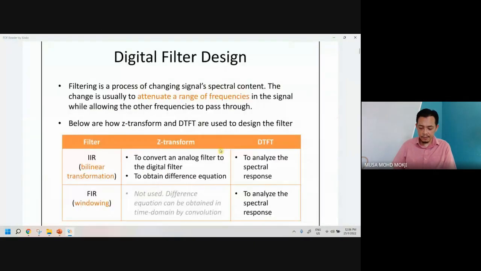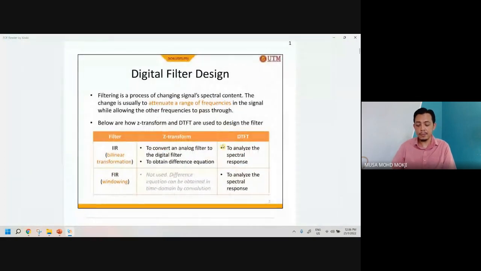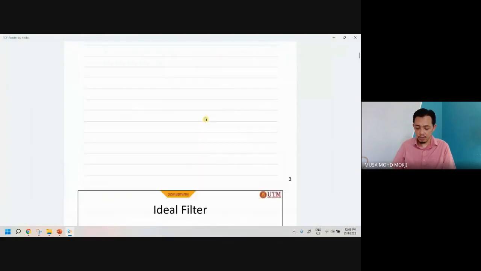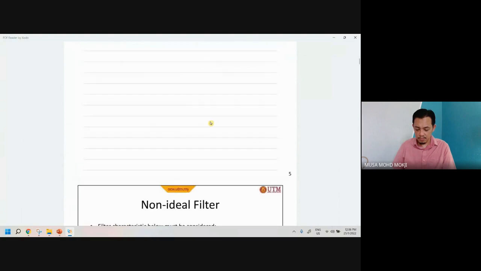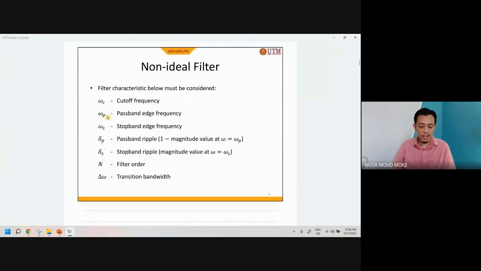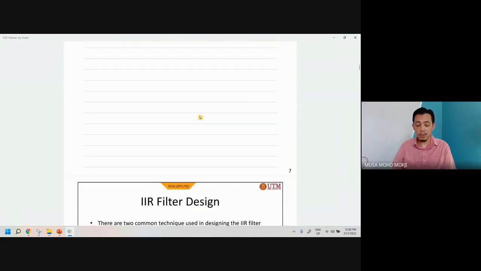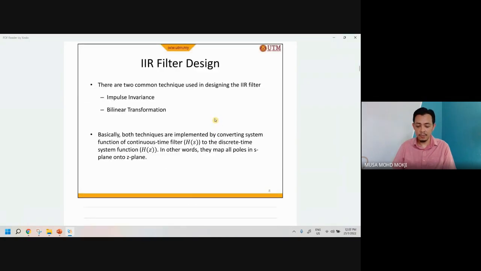Let's see some basics first. This is similar to what we had previously in the FIR filter design slides, so I'm not going to repeat it. The filter characteristics are the same: we should have omega C, omega P, omega S, and we need to handle the transition bandwidth and ripple. So it's just the method on how to get it and what the product will be that differ.